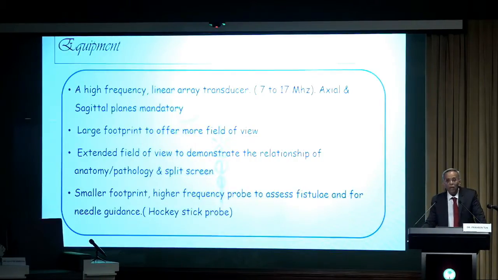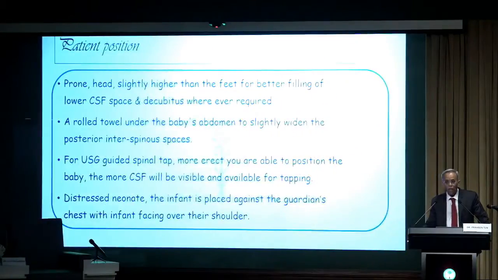At the same time, we use certain small footprints, particularly when we want to evaluate the fistulous tracts, or for needle guidance, or doing a lumbar puncture, or doing an anesthesia. So these are the applications, or the technical aspects of the equipment that we can try to use. Now, another important aspect of the evaluation of the neonatal spine is the patient's position. That is extremely important, because what we try to do is we always have the fetus or the neonate in a prone position. At the same time, we get the head up, so that the CSF gets collected in the lower aspects.